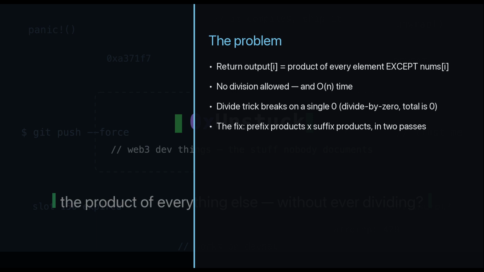Here's the setup. For every position, the answer is the product of all the other elements. So for 1, 2, 3, 4, the answer at the first slot is 2 times 3 times 4, which is 24, and so on. The obvious idea is to multiply the whole array into one big total, then for each slot divide the total by that slot's value. But division is banned, and for a real reason. The moment a single element is 0, you would be dividing by 0, and the total is 0 anyway, so you've lost information. The clean way is prefix products times suffix products, and it handles zeros for free.